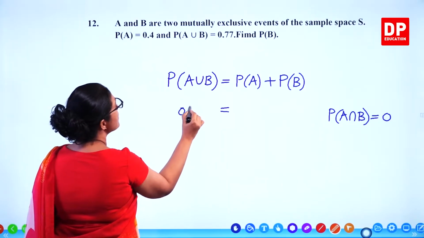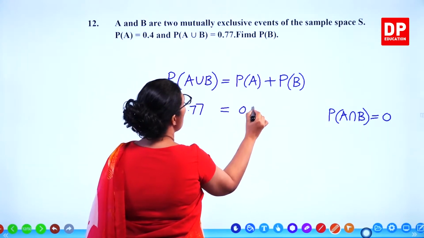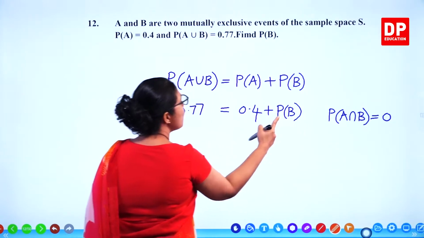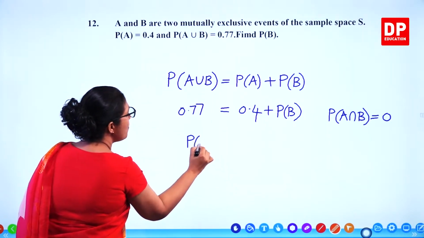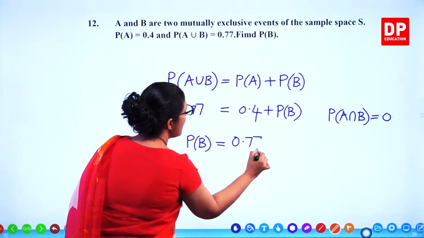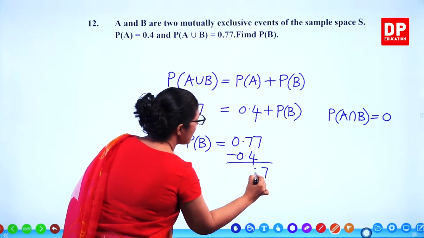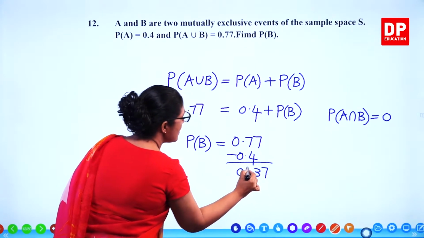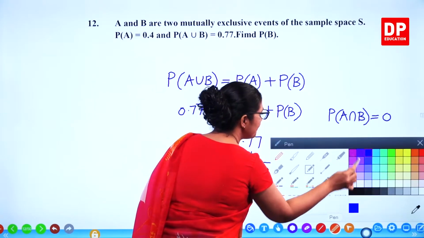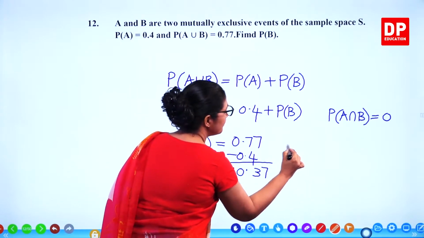So this is 0.77 and probability of A is 0.4. And you can easily find out probability of B. So probability of B is equal to 0.77 minus 0.4. You get 0.37. So how many marks? You get 2 marks for that.